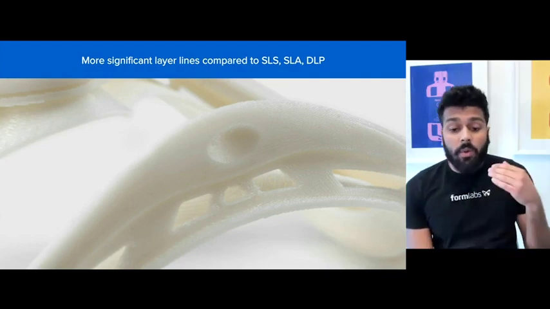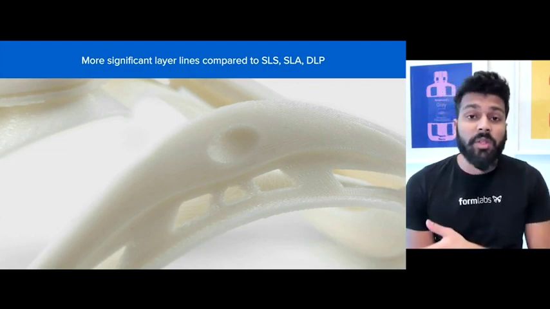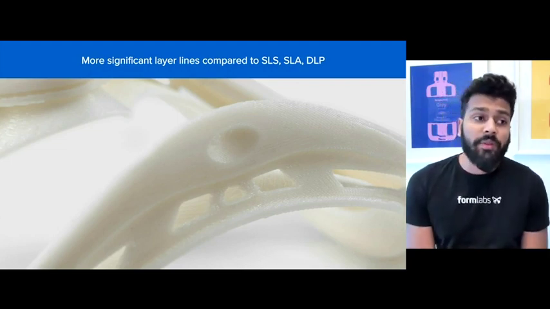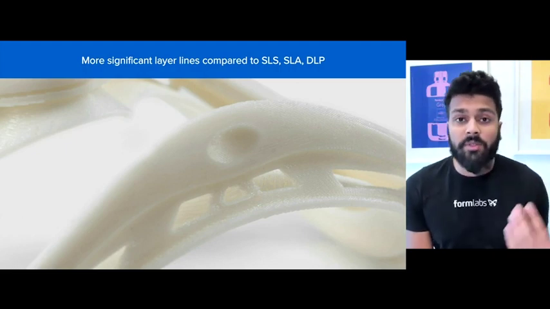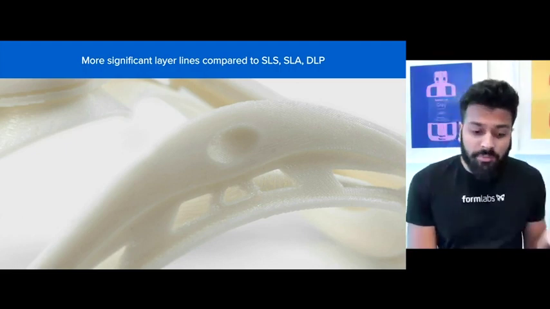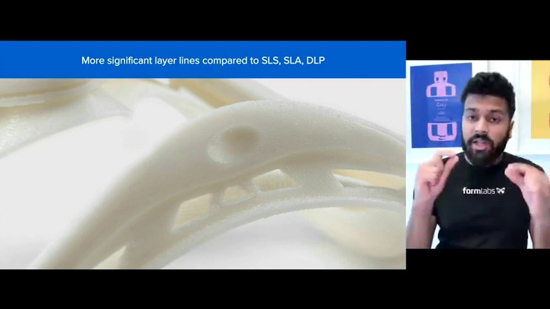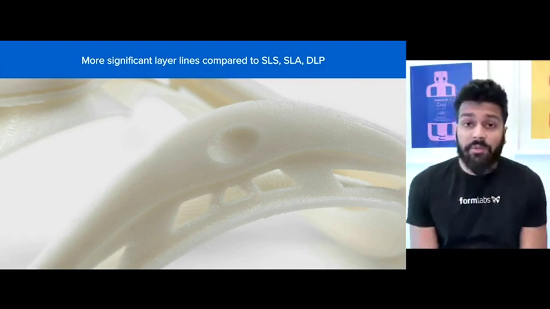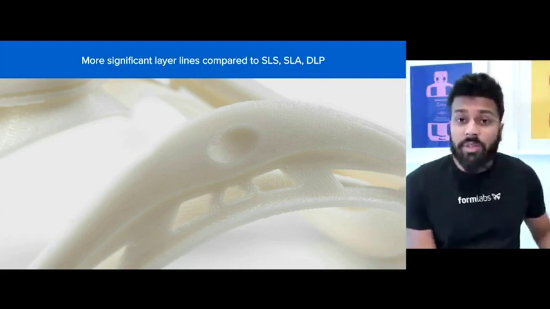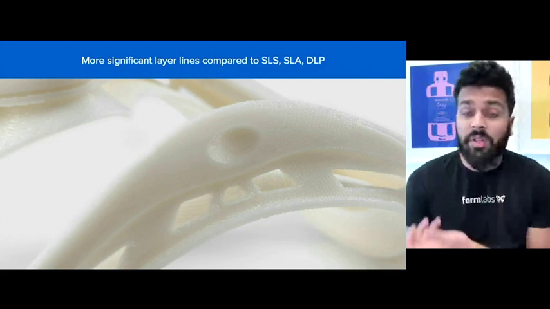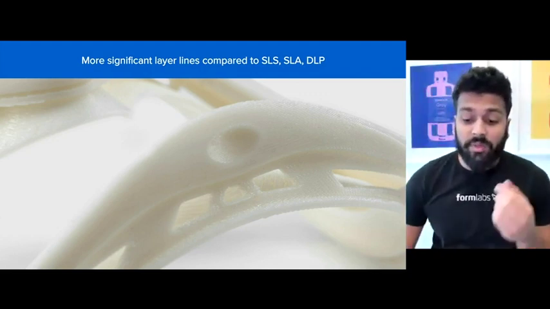Another thing is that there are more significant layer lines in FDM parts compared to the other technologies. This was especially apparent in the early days of FDM in the 2010s. As years have progressed, machines have gotten better at reducing the layer lines, but it is still quite apparent. If you grab a random FDM part from, say, a $5,000 printer and compare it to a $5,000 SLA printer, you will see a noticeable difference in terms of lines on FDM parts.